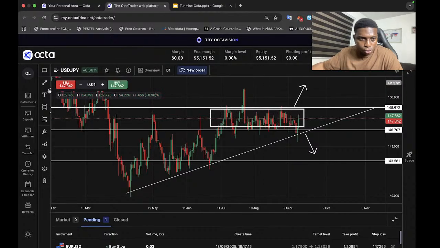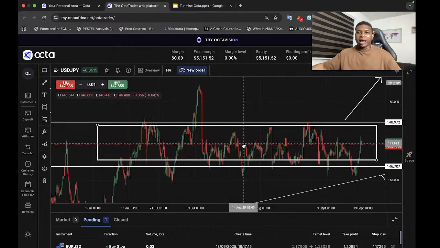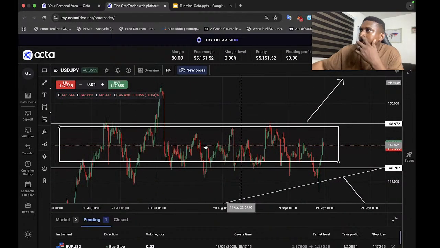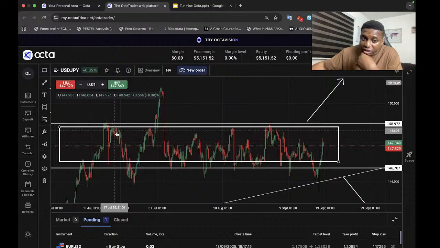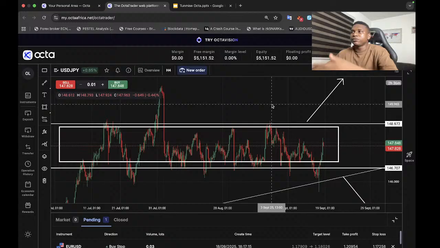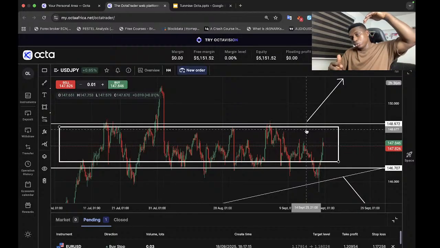Let's go to the 4 hours time frame. Good, you can see what I'm saying, it is even clearer, the ranging market, and we can see how price has been ranging consistently for a long period of time. So it further strengthens my expectation as to a breakout to the upside or a breakout to the downside.